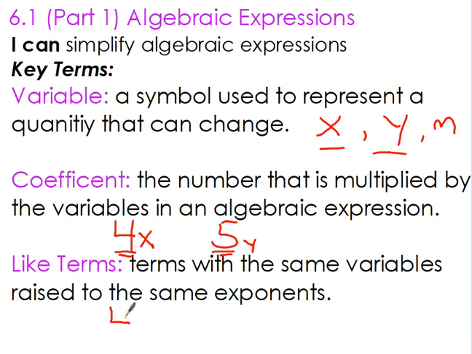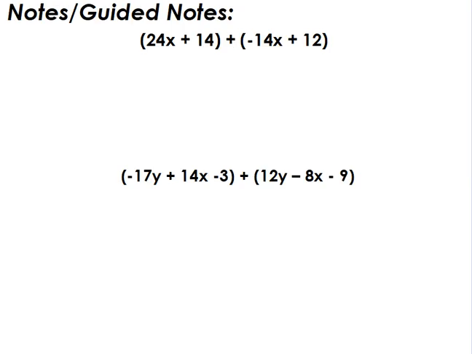If I have an algebraic expression like 4x plus 5x plus 3, that would be an algebraic expression. I don't have an equal sign, so that's what makes it an expression. The like terms would be 4x and 5x, because they are terms with the same variables. They both have an x. This 3 right here does not have an x on it, so it does not have the same variable. It is not a like term. Those are examples.